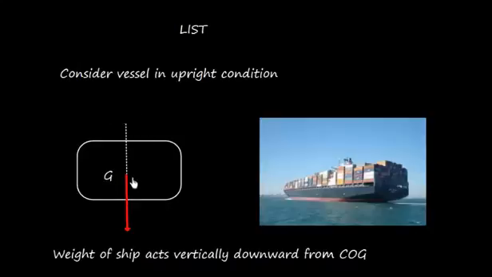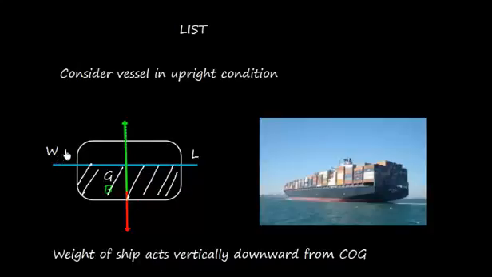Now we know the weight of the ship acts vertically downward from the COG, and COG is the center of gravity. So we assume that there is a center of gravity here, which is on the center line, and the weight is acting vertically downward from the COG. Well, this is our underwater portion if this is the water line.